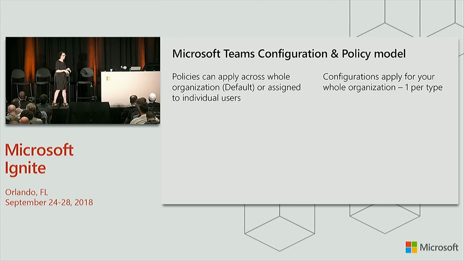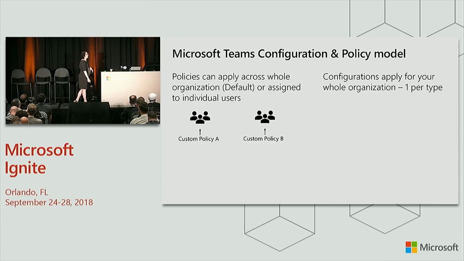Policies can apply across your whole organization. So for every type of policy, like your messaging policy, you're going to have a default for everyone in your organization, and then you can assign more granular custom policies for other users. If you're coming to us from someone who's more experienced with Skype for Business, this is the same model that you're used to there. Configurations, on the other hand, are going to apply across your whole organization. There's going to be one per type. So if you think about how this looks, you might set up custom policy A and custom policy B, and then assign that to a set of users. Right now, you assign it to users one by one. On our backlog is being able to assign to a group of users.